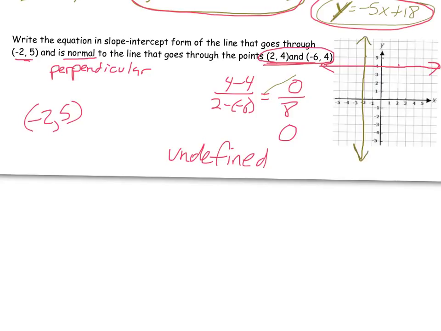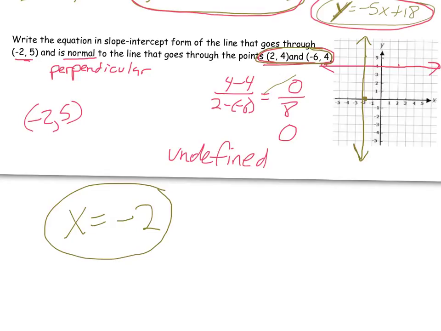So what is the equation for this? Well, remember, vertical lines are going to be x equals. It's the one line that starts with x equals when it has an undefined slope. And it goes through negative 2 on the x-axis, so it's going to be x equals negative 2. Kind of a tricky question. That's actually my answer. That's the equation for the line that's perpendicular to the line with the slope of 0.